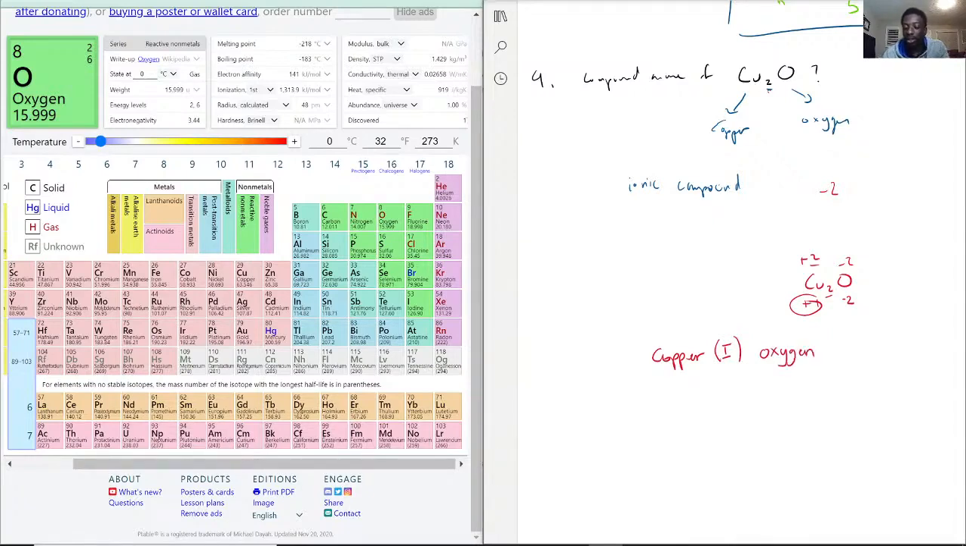But we're not done yet, okay? When you're naming most molecular compounds that have a cation and anion, the ending of the anion has to be fixed. We don't say oxygen. We replace the -gen part with oxide, okay? This is how you're supposed to finish off the anion part of naming these compounds. So the compound name for Cu2O is copper 1 oxide, okay?